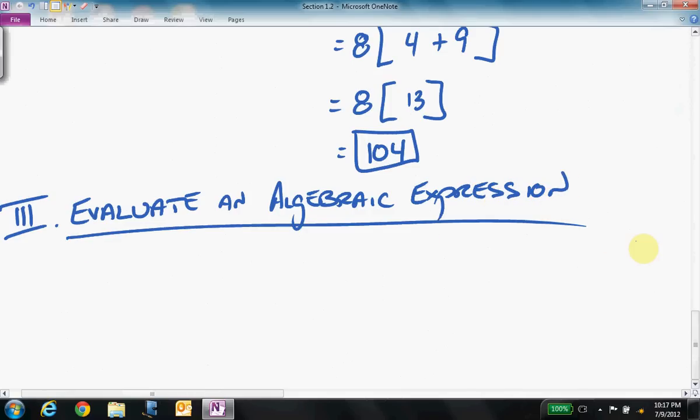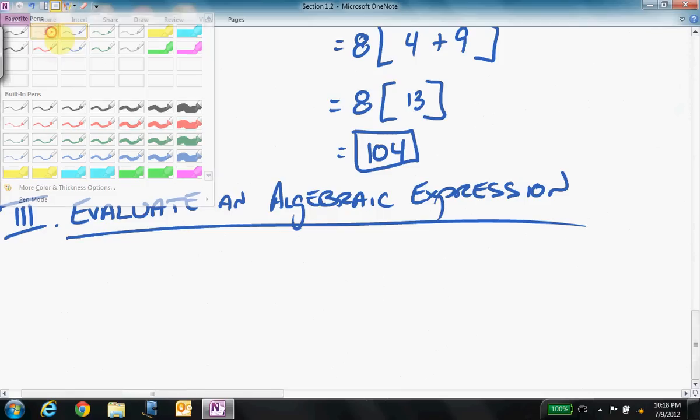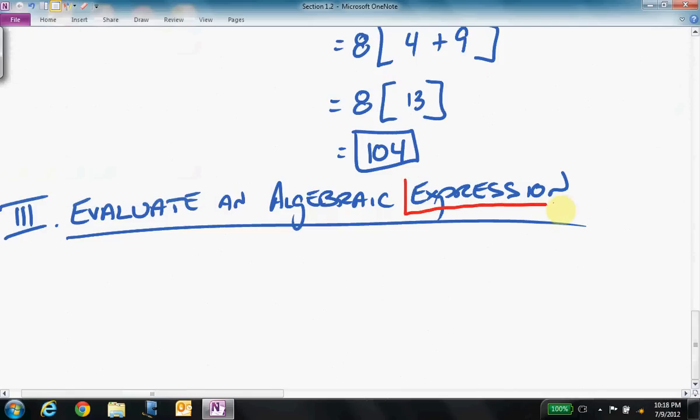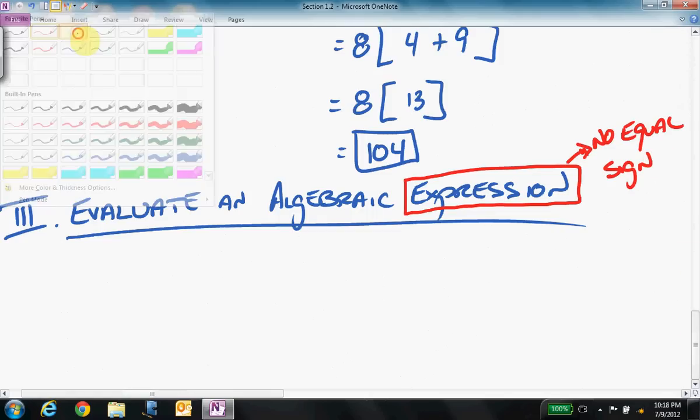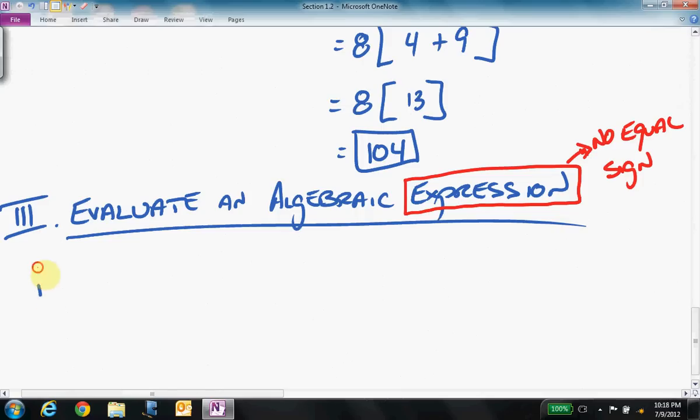Alright, so an algebraic expression, or just an expression. The difference between an expression and an equation is an expression has no equal sign. Alright, no equal sign. We're not solving per se, we're evaluating. You solve when you have an equal sign. When there's no equal sign, we use the term evaluate. You should be familiar with this. It's basically plug and chug.